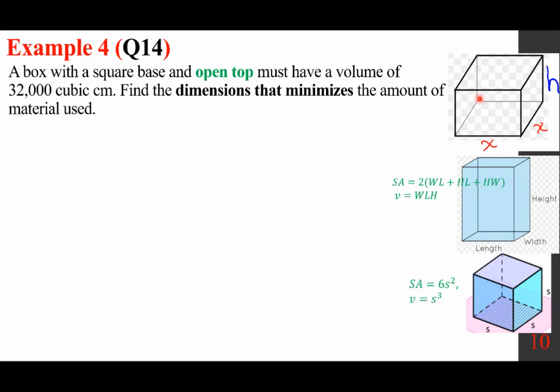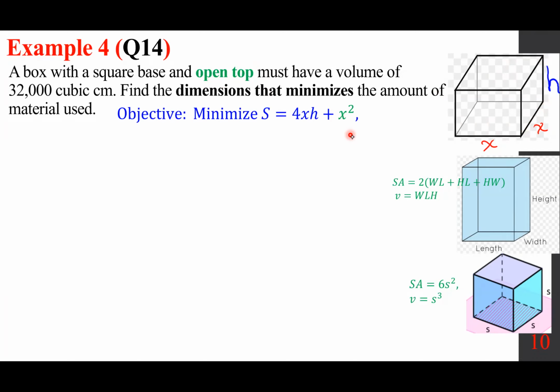So the wall, this is X times H, and the walls, there are 4 of them, 4 times X, H, they're identical. The base is X squared. There are 2 of them, is 2X squared. However, since it's open top, it's just 1X squared. So the surface area is 4XH plus X squared. We are going to minimize that. So again, why is it X squared and not 2X squared? Because it's an open top, otherwise it's 2X squared.